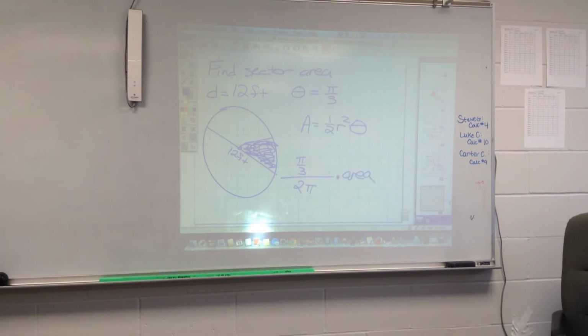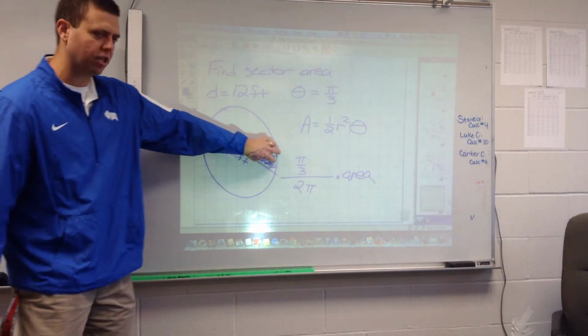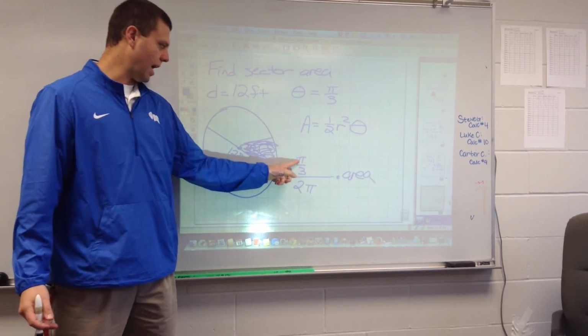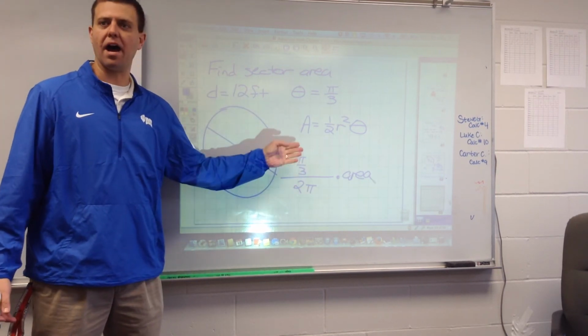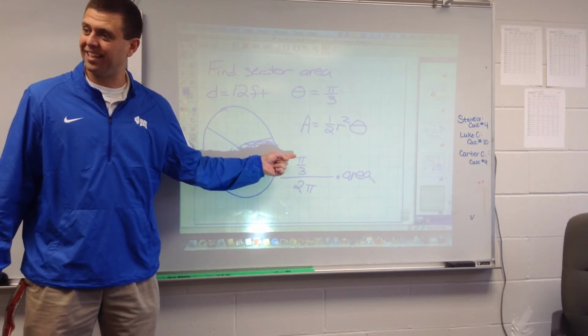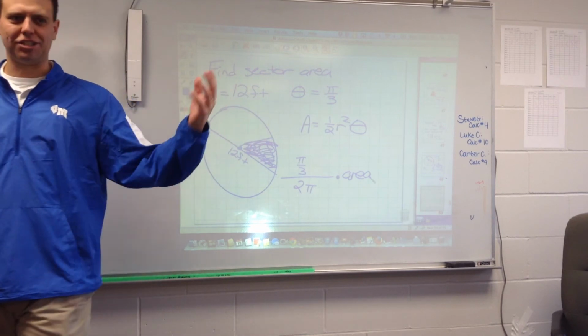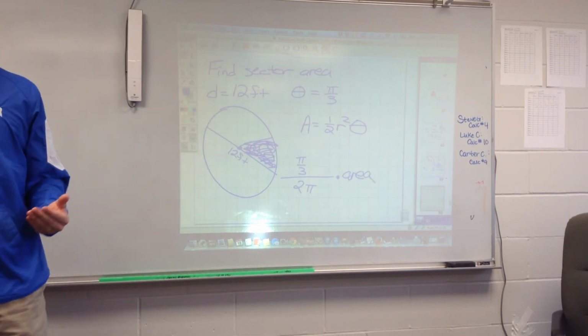Anytime I can get away without memorizing a bunch of formulas, I do it. I try to use my prior knowledge to help me figure it out. It makes sense to me that this is just a part of the whole thing. Here's my part. I have pi over 3 out of 2 pi. I have, in degrees, 60 out of 360. If you want to change it to 60 out of 360 in this case, do it.